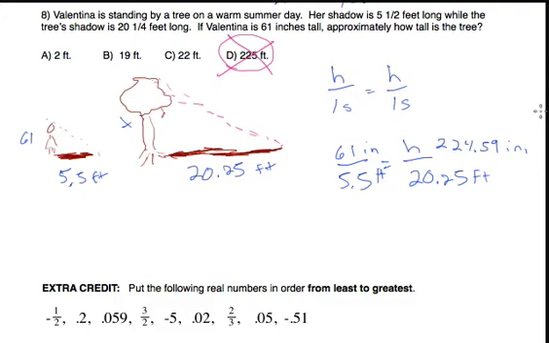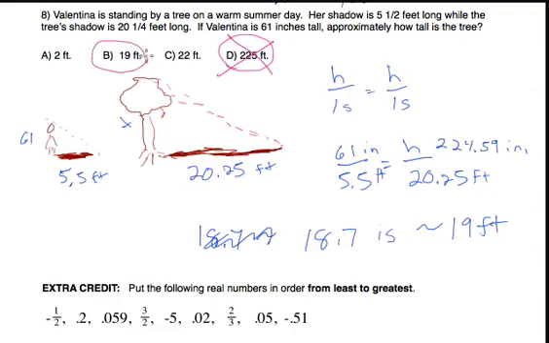Ooh. So how many feet is it? We divide that by 12 and we get the number 18.7, which is approximately 19 feet. So the right answer is B.